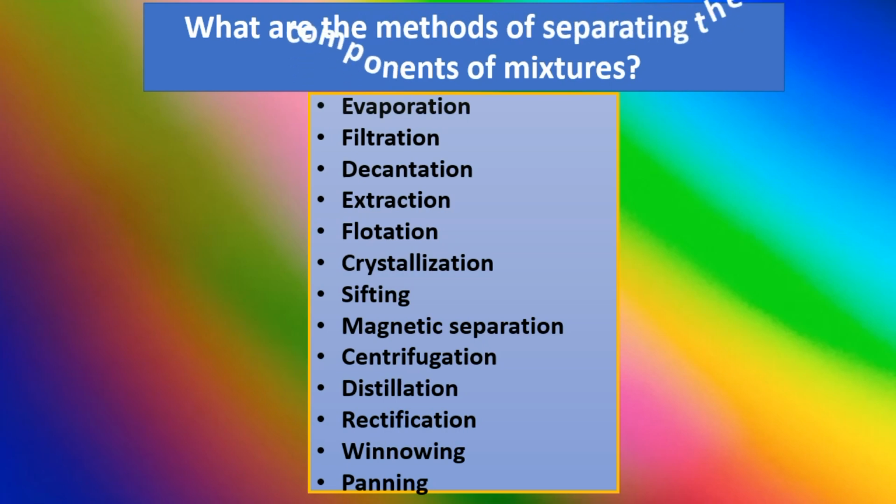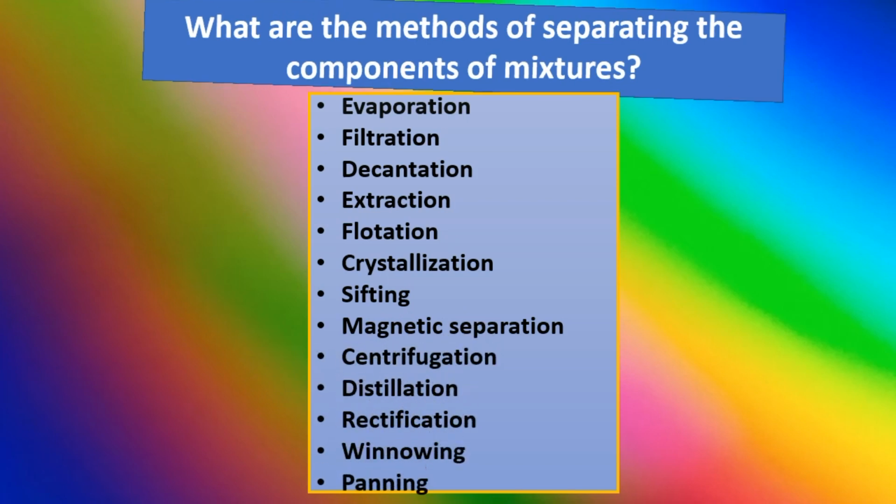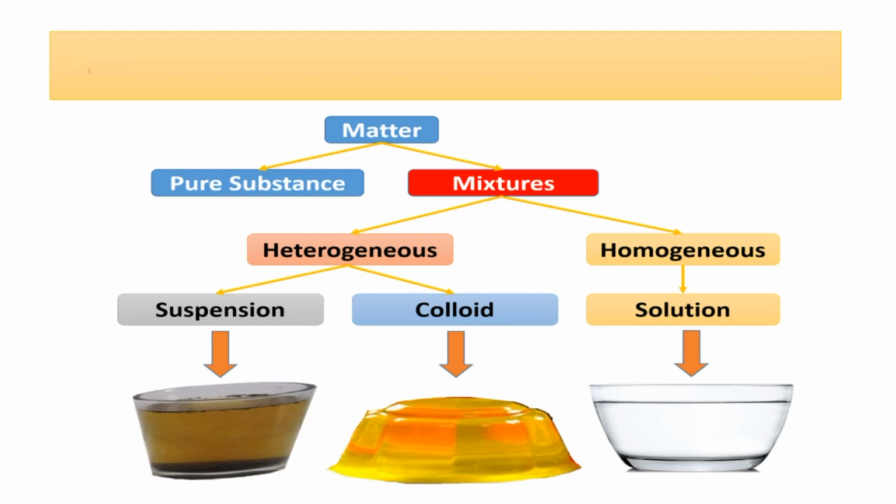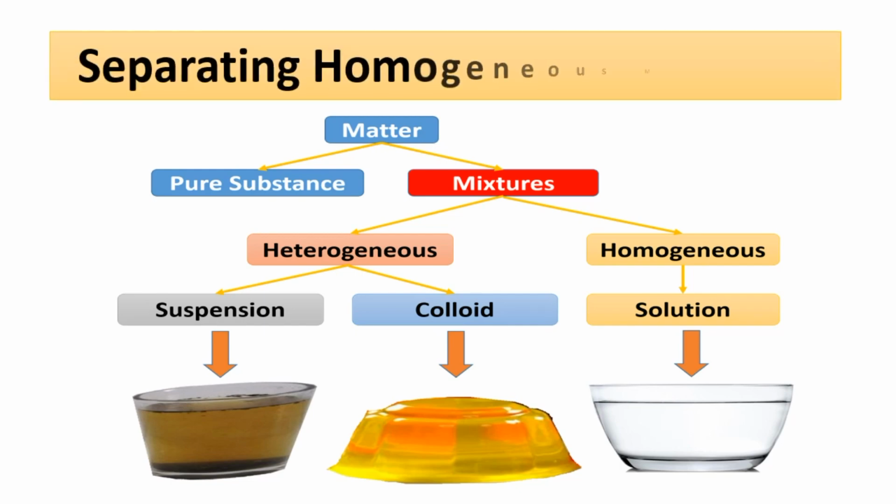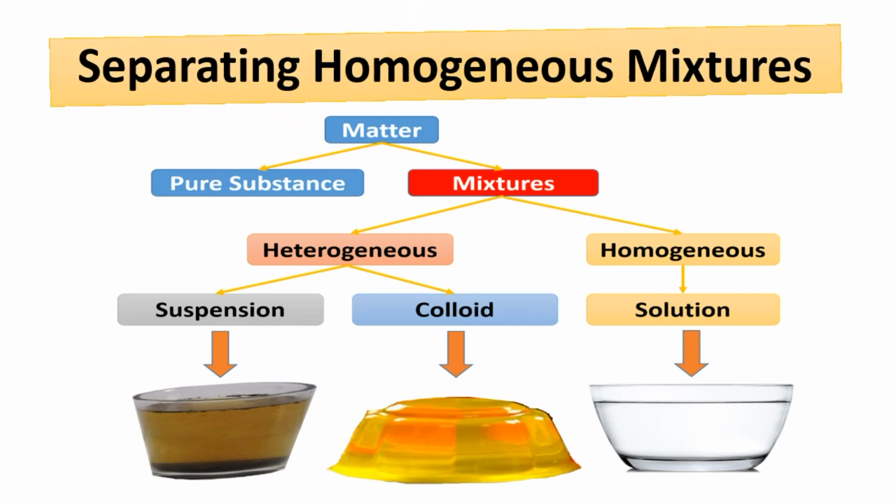What are the methods of separating components and mixtures? Evaporation, filtration, decantation, extraction, flotation, crystallization, sifting, magnetic separation, centrifugation, distillation, rectification, winnowing, and panning. Separating homogeneous mixtures.